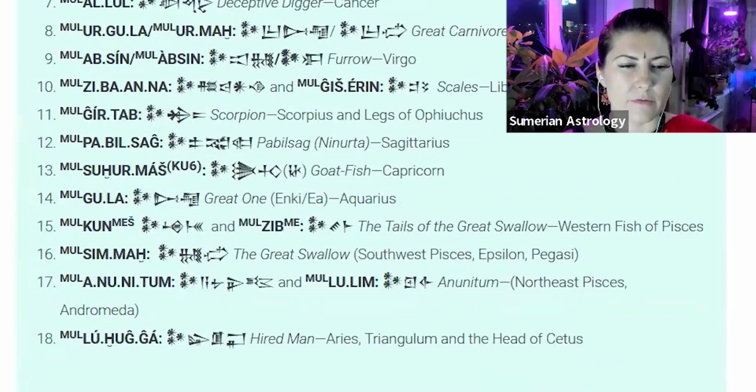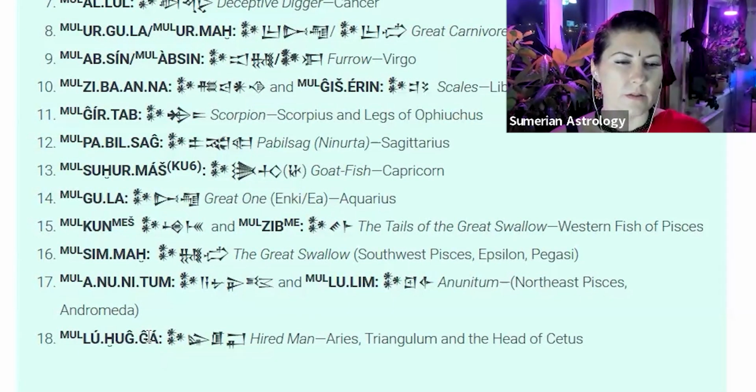And finally, we have Mulhunga, which translates literally as hired man. Lu is man. Hung means to hire. A is the nominalizing suffix. And this G with the little mark on it is just the reduplicated Osla. And we find this where we now have Aries, Triangulum, and the head of Cetus.